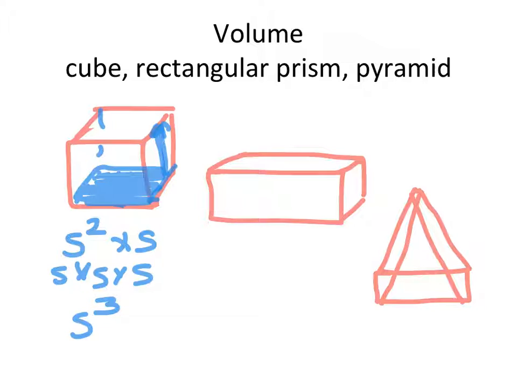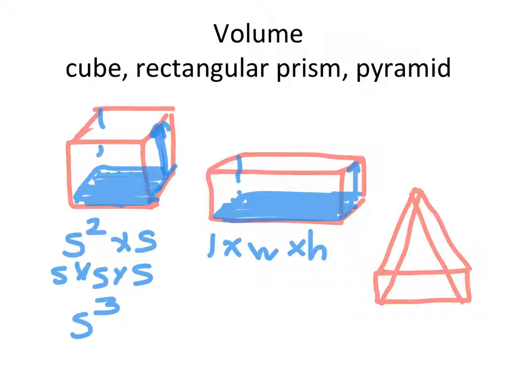The concept for finding the volume of a rectangular prism is very, very similar, except that the sides aren't the same. So if we find the area of the bottom, we can do that by taking length times width. That will tell us how many units it would take to cover the bottom. Then we need to take that times height to figure out how many of those layers we would need to fill the rectangular prism. Length times width times height.